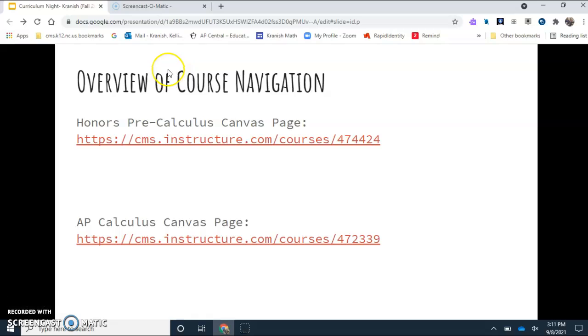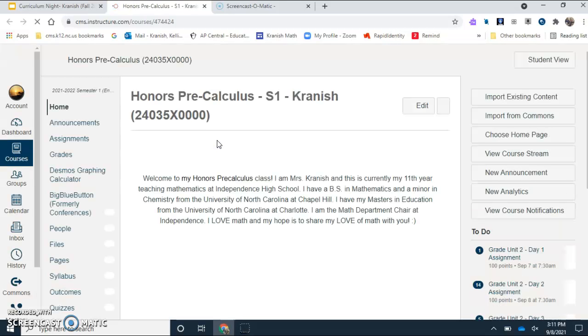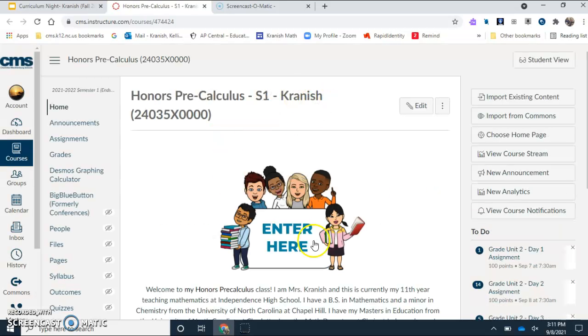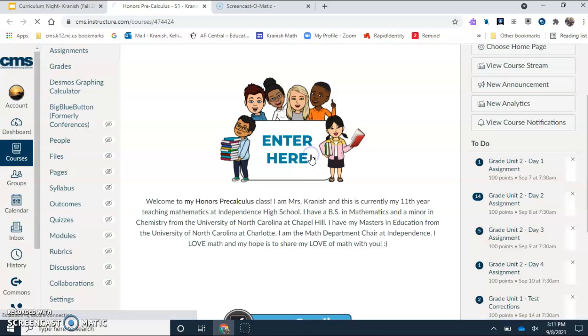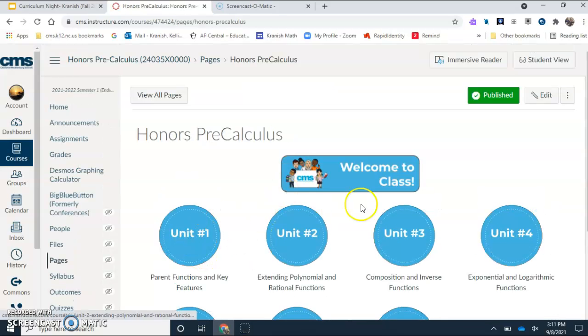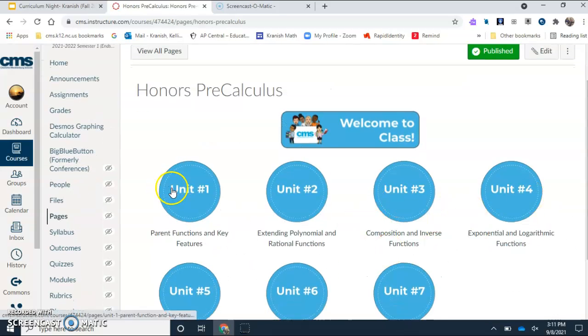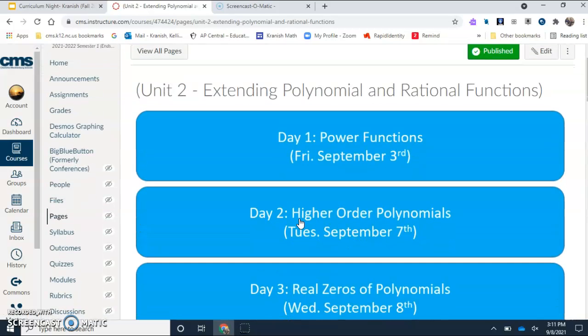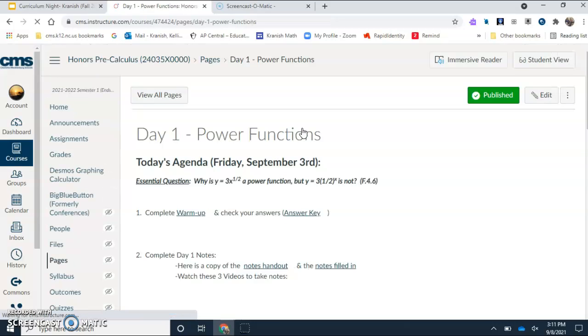Okay, so for the last thing, I'm just going to show you the Canvas pages so you're aware of what your student is seeing on Canvas. They look similar, but I'm going to start with pre-cal. So this is the home page. It says enter here. They'll have the units here. We're on unit 2 right now, so we'll click on that. Each day, like Friday, September 3rd, here's what they would click on.